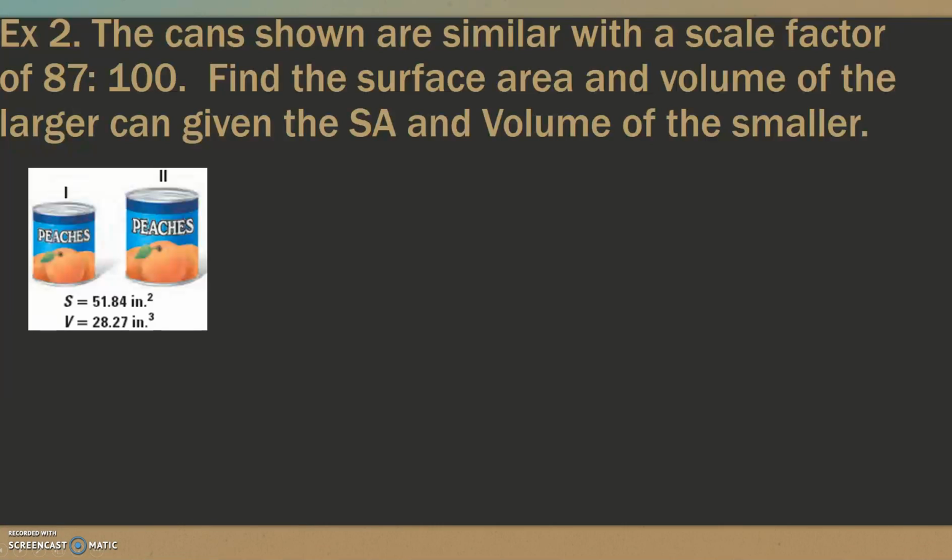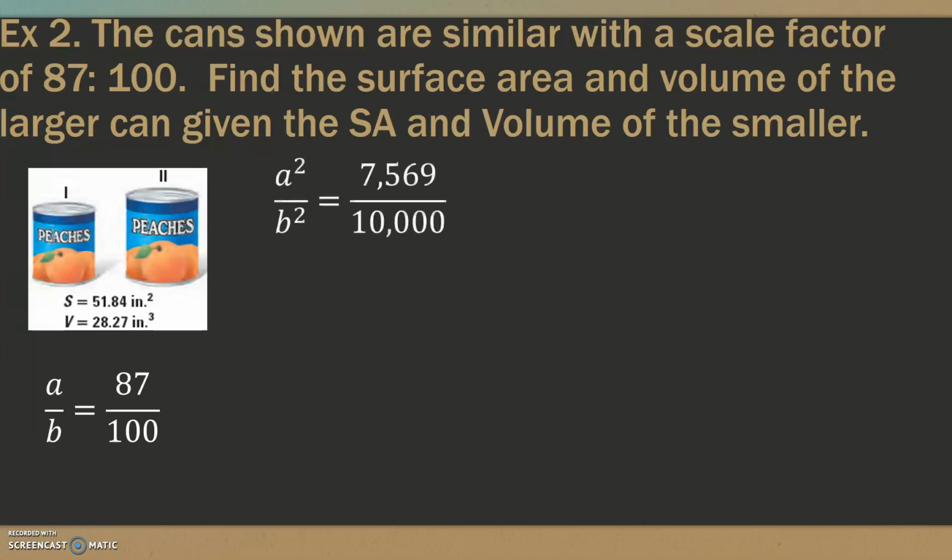All right. Let's use that knowledge now. We have the scale factor of 87 to 100. That means we're talking about the original scale factor, which is A to B. We want to find the surface area and volume of the larger can, given that we have the surface area and the volume of the smaller one. So let's start with our original knowledge. We know A over B is 87 over 100. Well, that's like a ratio of the radius or the height. And so what we want to do is find surface area. So I'm going to take those numbers and square them, because I need to use the ratio for surface area to find the surface area.